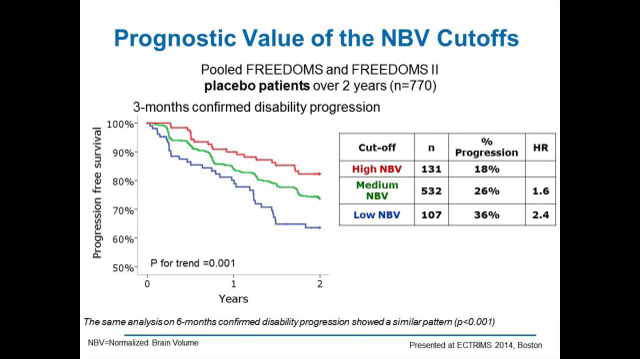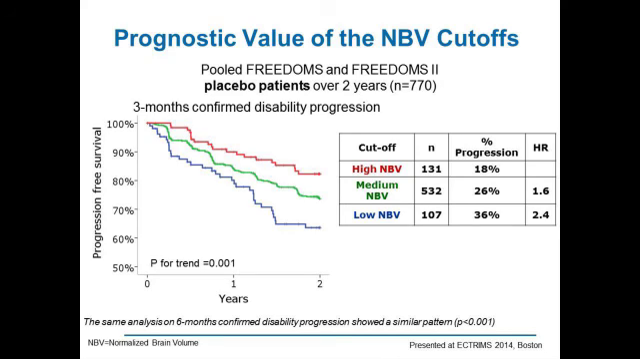Again, so I come back to the slide previously shown. This is the prognostic value of this classification. This classification assesses the value of the volume of the brain that is specific for each patient, adjusting for all the baseline characteristics.